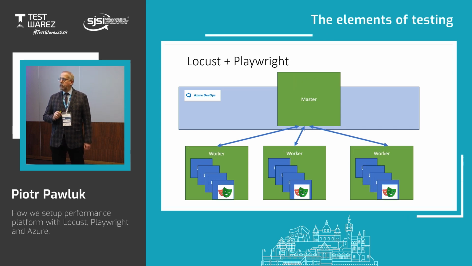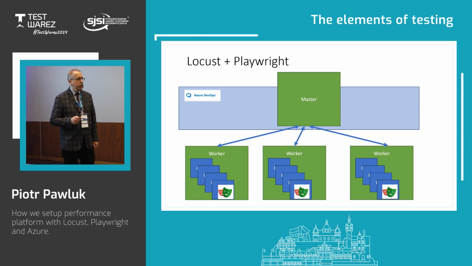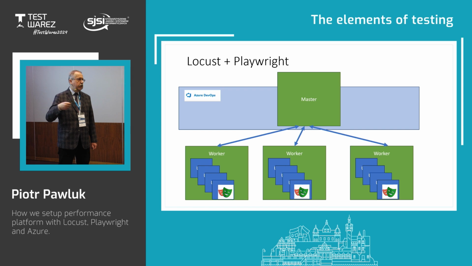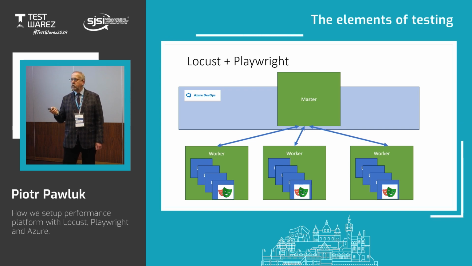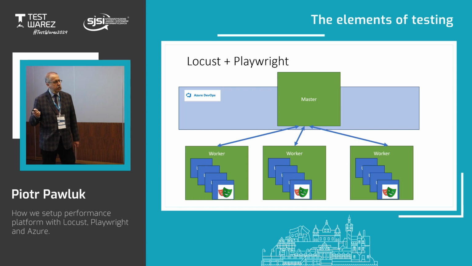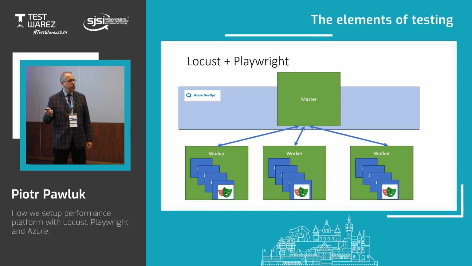If we run it with Playwright, we cannot run so many users because, if you run just HTTP requests, it is not consuming so many resources. But if you run a real browser, it takes the memory, takes the CPU, and it is much slower, so you cannot run as many users on a single machine with Playwright.